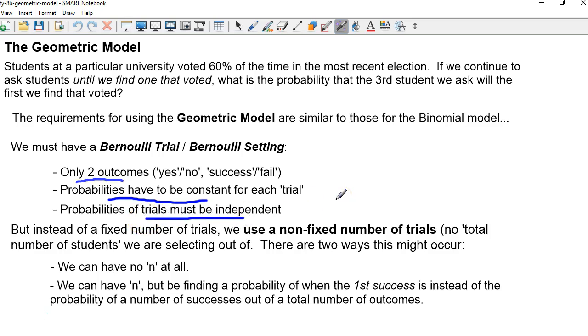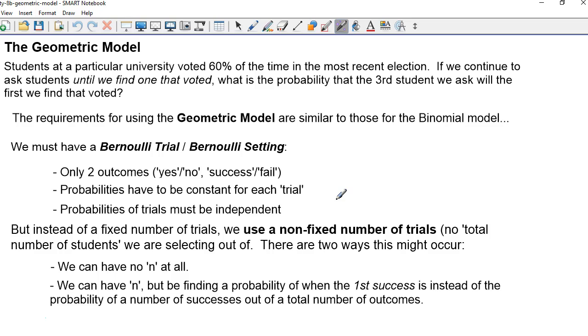But the last criteria is different. So the Bernoulli trial, it still has to be a Bernoulli trial, but instead of a fixed number of trials, we use specifically a non-fixed number of trials, no total number of trials we're selecting out of. Now there's actually two ways that can occur. We can actually have no n at all, like we did in the problem here, where we're just going to continue to ask an endless number of students until we find one that voted.